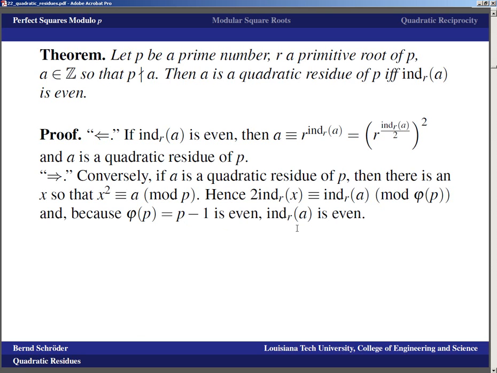Well, what was it? An equation, number times variable equals right-hand side modulo some modulus, has a solution if and only if the greatest common divisor of the number and the modulus divides the right-hand side. The greatest common divisor of 2 and phi of p is 2, because phi of p is p minus 1, which is even, and that means the index must be even also, because the index of a modulo r is the solution of this equation.